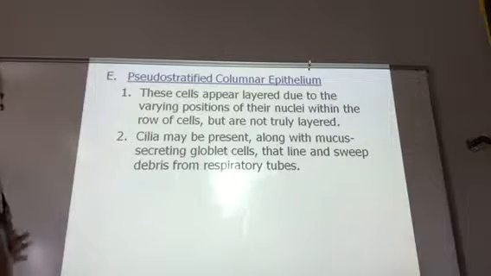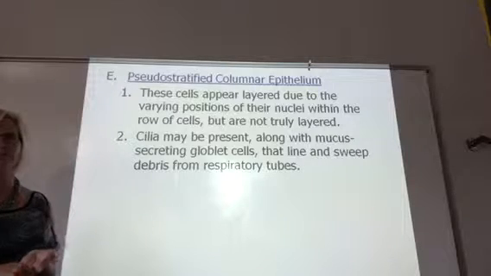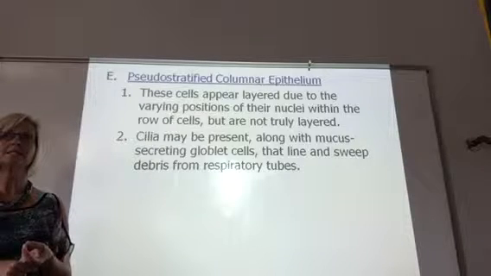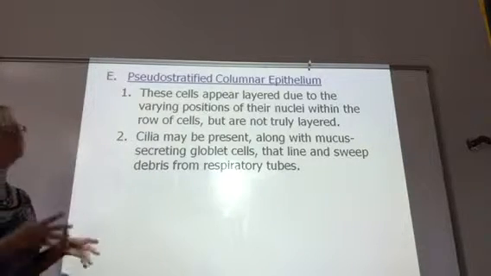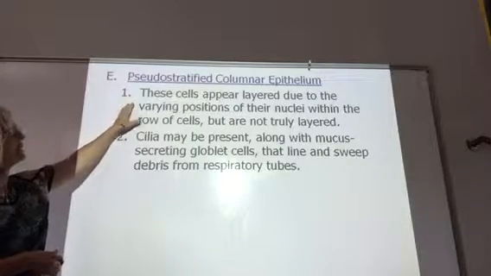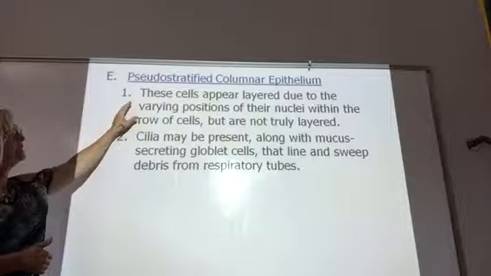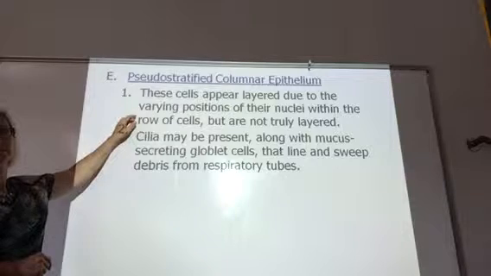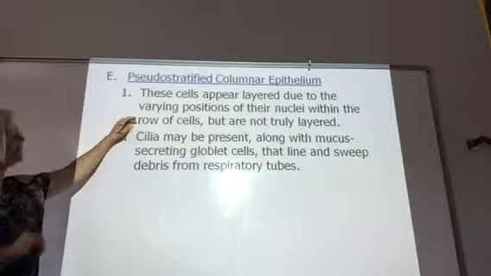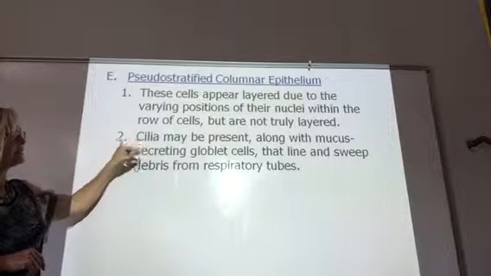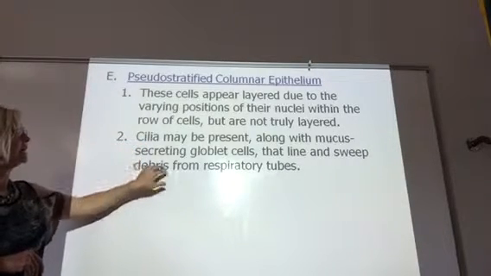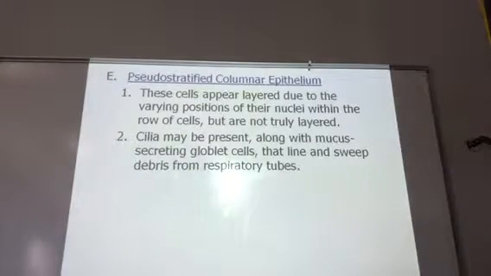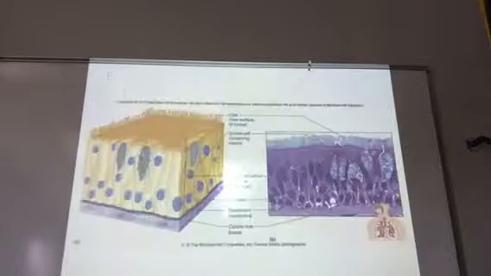New one, pseudo-stratified columnar. So columnar means long, stratified means lots of layers, and pseudo means different. So these cells appear to be layered because their nucleus is kind of spread out all over, but they're not. They look layered because their nuclei are not uniform. Cilia might be present, goblet cells might be present, very common in your respiratory tubes. This is the most common place that you're going to find a pseudo-stratified columnar.